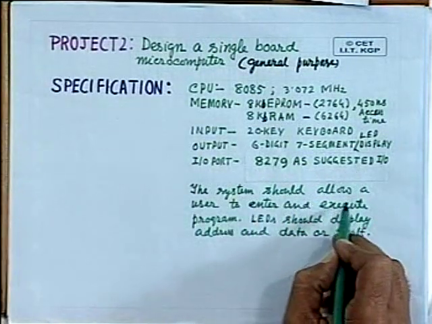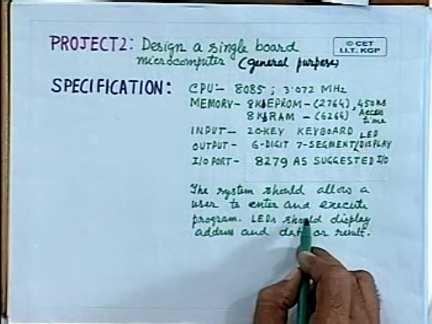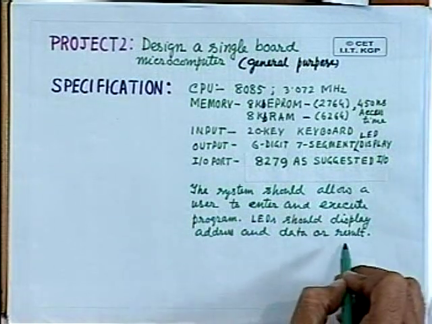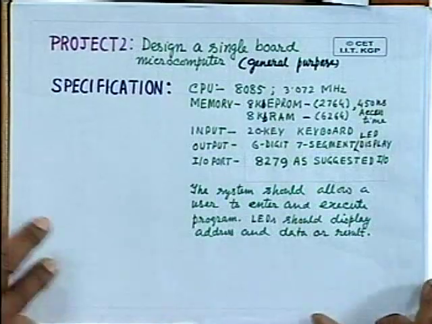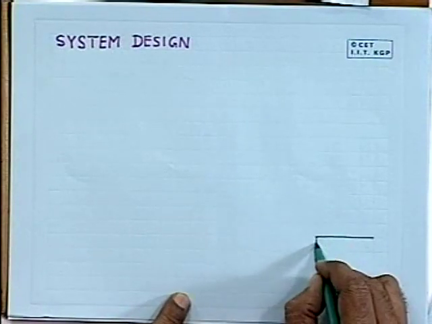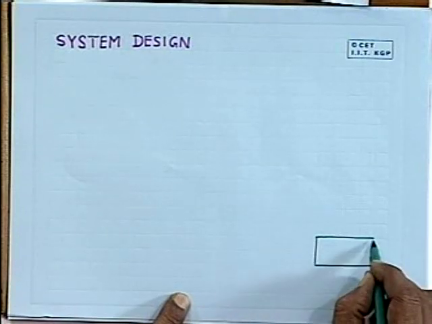And the system should allow a user to enter and execute program. LEDs should display address and data or result. Let us see how we perform the system design. So in this case again we start with the peripheral side, that is the common practice. So first thing that you have to do, you have to interface the keyboard.